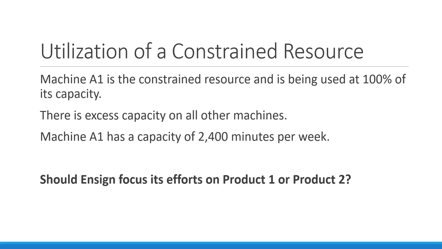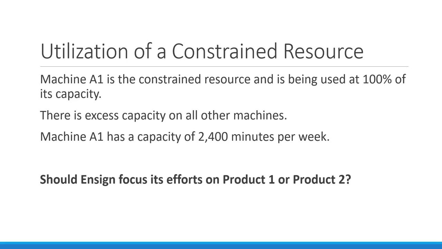Machine A1 is a constrained resource. It's being used at 100% of its capacity. We have excess capacity on all other machines, but machine A1 only has capacity of 2,400 minutes per week. Now you might say, why don't we just buy a second machine 1 so we can create all of the products without that bottleneck resource? But right now we're looking at what if we only have one machine and we don't have the space or the money to buy a second one right now. So which one should we focus our efforts on?